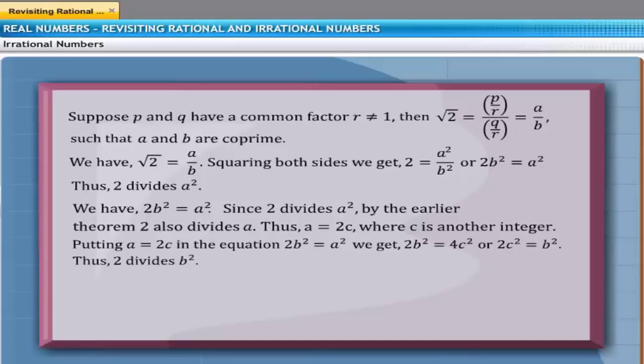This means 2 divides B square. Since 2 divides B square, by the earlier theorem, we proved that 2 divides B. Now, wait a minute, there's a contradiction here.